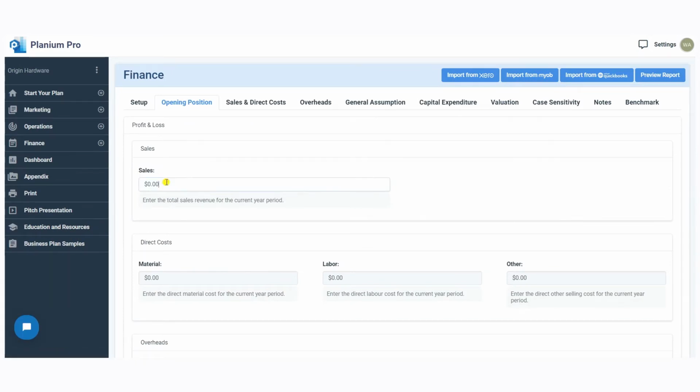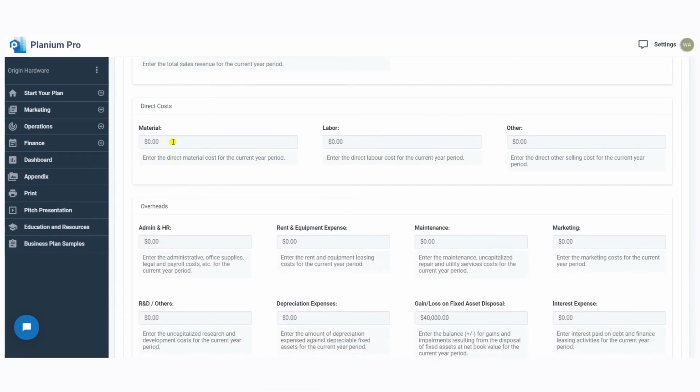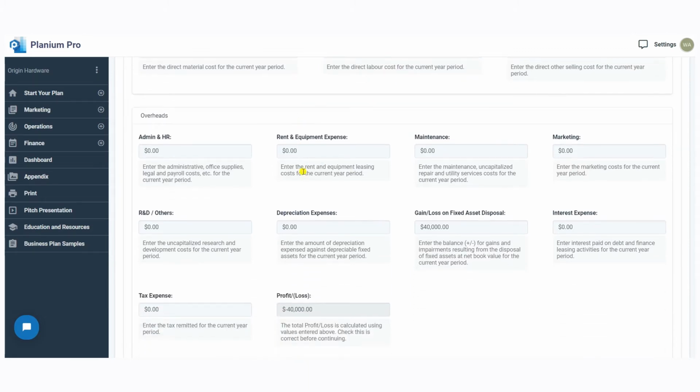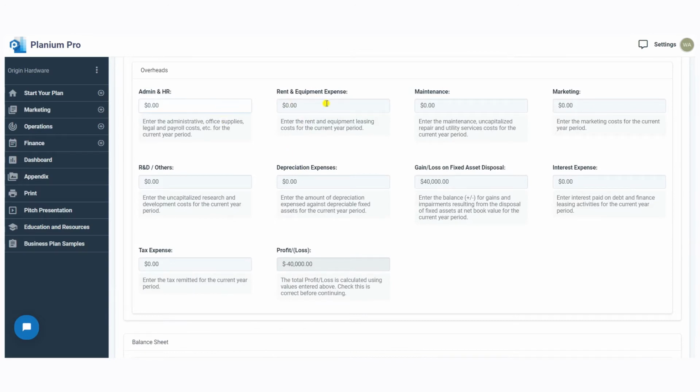Opening position represents the current state of your business in the form of inputs for the profit and loss and the balance sheet. Insert relevant numbers for sales, representing the total sales revenue for the current year period, direct costs for materials, labor and other direct expenses for the current year period. Next, you fill in the values for all the necessary overheads incurred in the current period. It is important to check if the last window's value of profit and loss is correct before continuing, as it calculates the amount using values entered above.